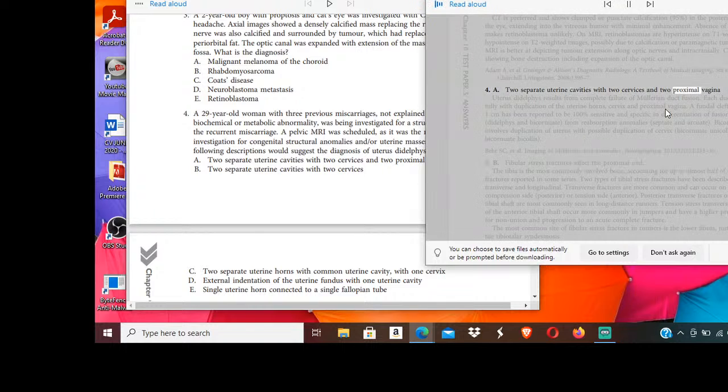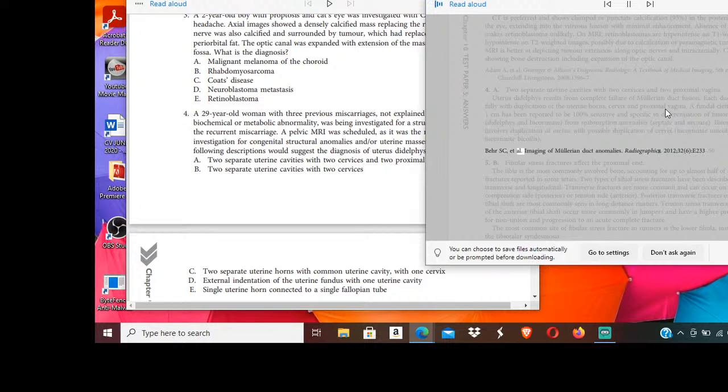2 cavities with 2 cervices and 2 proximal vagina. Uterus didelphys results from complete failure of Müllerian duct fusion. Each duct develops fully with duplication of the uterine horns, cervix and proximal vagina. A fundal cleft greater than 1 cm has been reported to be 100% sensitive and specific in differentiation of fusion anomalies, didelphys and bicornuate, from reabsorption anomalies, septate and arcuate. Bicornuate uterus involves duplication of uterus with possible duplication of cervix, bicornuate unicollis or bicornuate bicollis.